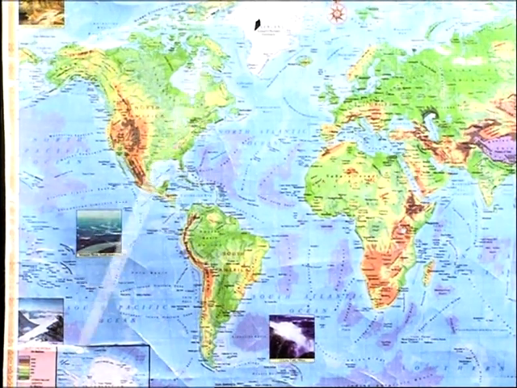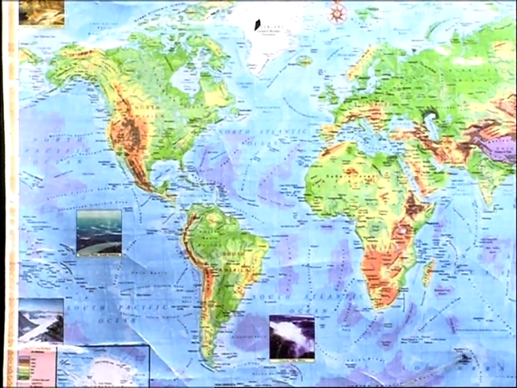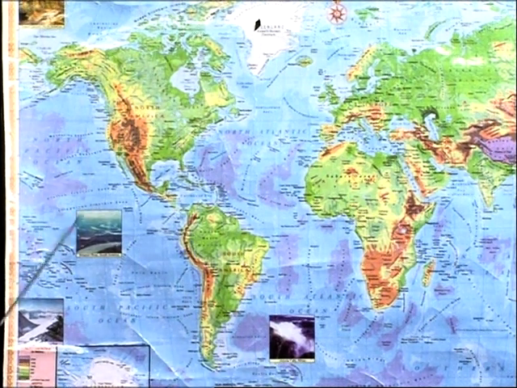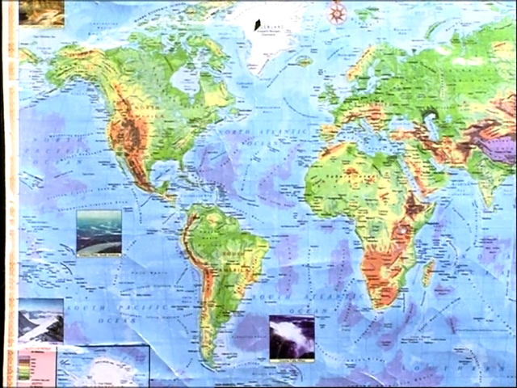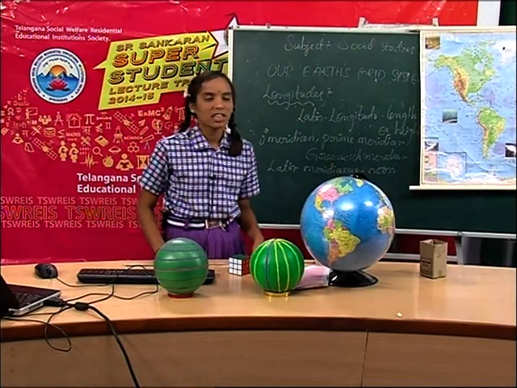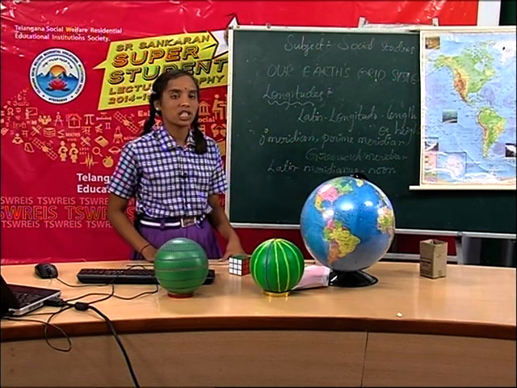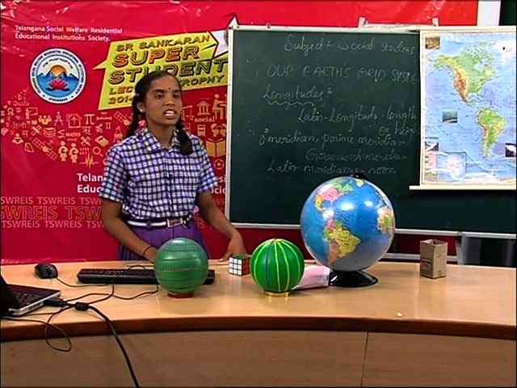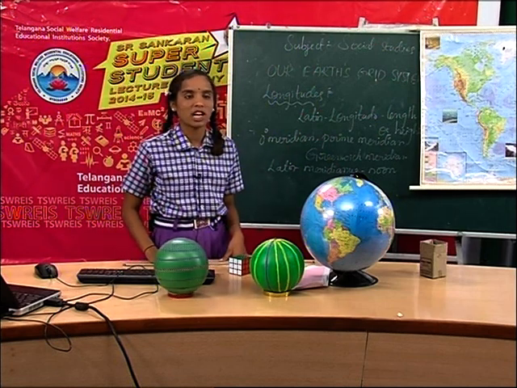And friends, the longitudes which are in the eastern hemisphere should be designated with the direction E, and the longitudes which are in the western hemisphere should be designated with the direction W. But friends, the 0 degree longitude and 180 degree longitude are not followed by any designation, neither E nor W. In the eastern hemisphere, there are totally 180 longitudes and 180 longitudes in the western hemisphere. Totally there are 360 longitudes on the earth.